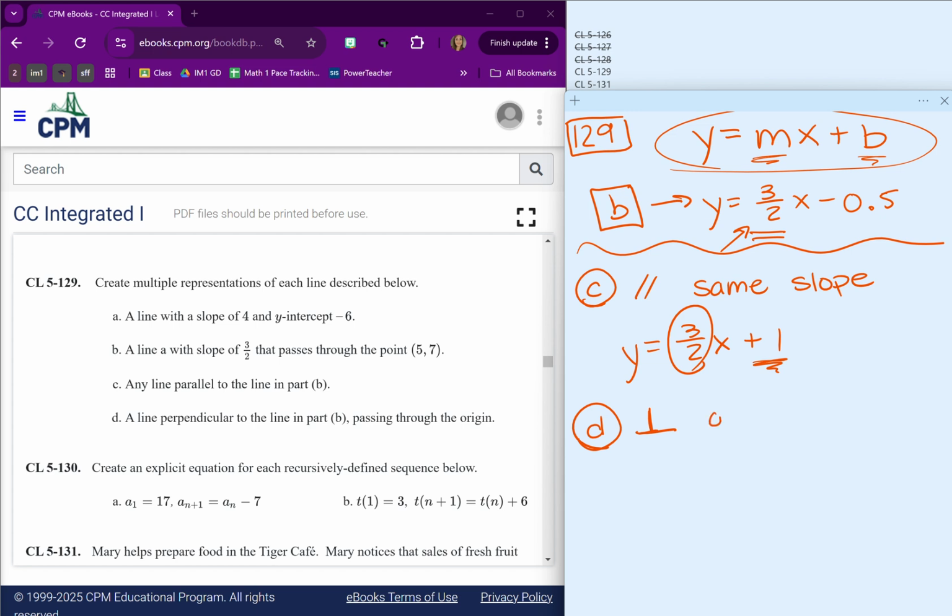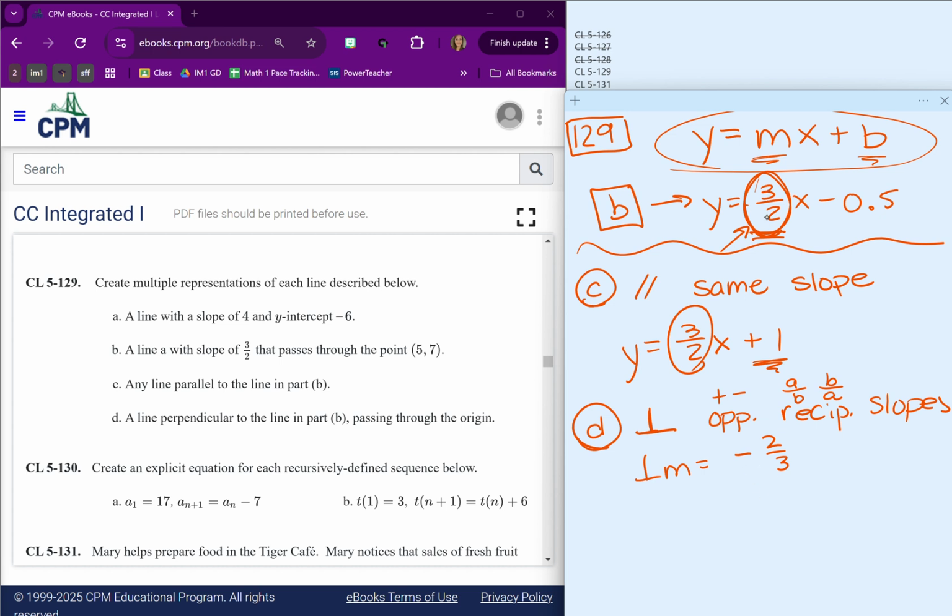Perpendicular lines have opposite reciprocal slopes. Opposite means one's positive, one's negative. Reciprocal means you go from a over b to b over a, like a flip-flop. So if our old slope was 3 over 2, then our perpendicular slope should be negative 2 over 3. Okay, overall this one was positive, so overall this one is negative.